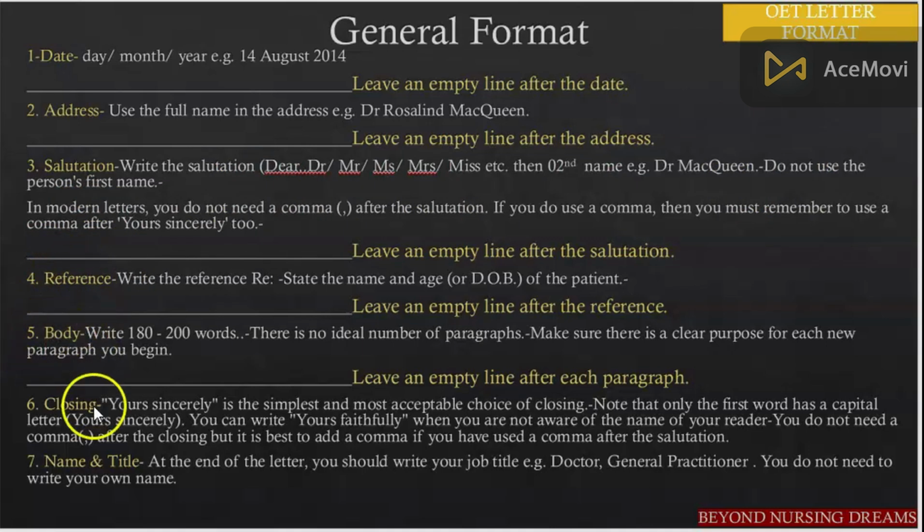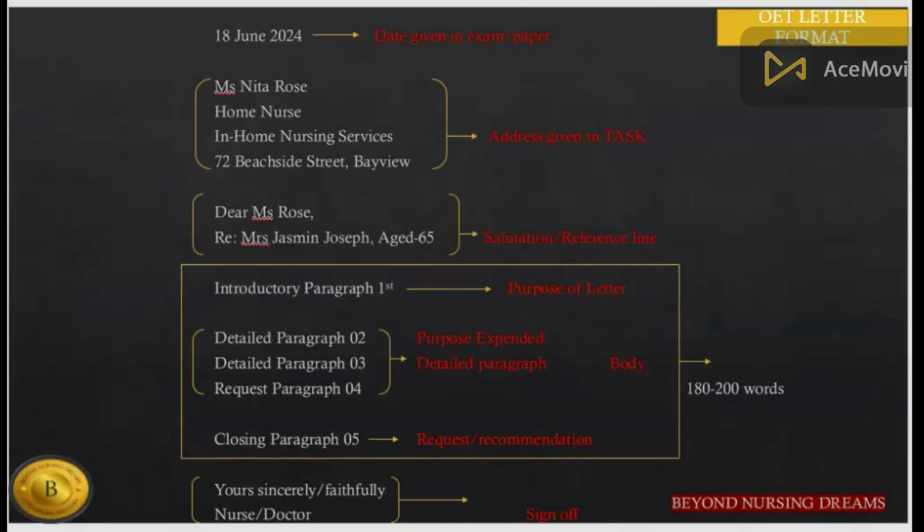You will write your designation with your name, and don't forget to leave a line between the date, address, salutation, the reference line, the body and the closing paragraph. In this way you can write your OET letter in a legible way and in a formal format. On your screen I have displayed the format of the letter, showing where to leave a line throughout the letter. Try to follow this format if you want to get a high score in OET letter writing. Now we will talk about the OET introduction specifically.